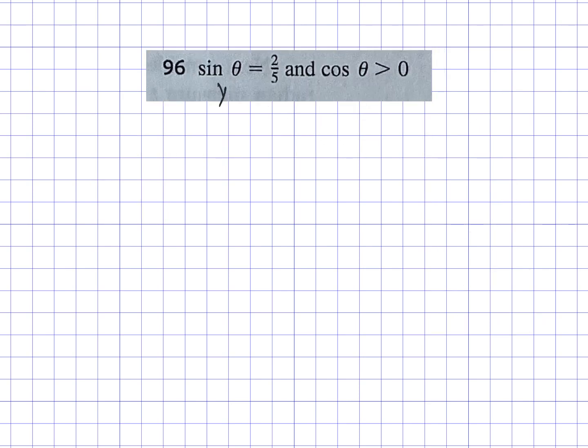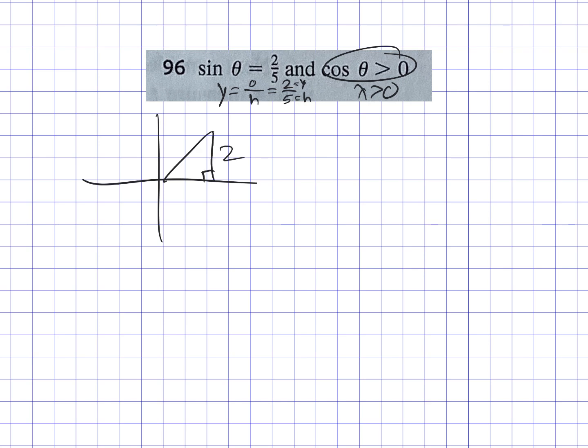And sine, that's the y value. Sine is opposite leg over hypotenuse. So the opposite leg is 2, the hypotenuse is 5. So y is 2, and the hypotenuse is 5. Cosine is x, it's positive. So since they're both positive, again, we're in the first quadrant. Opposite leg is 2, hypotenuse is 5. And let's see what we get for x.